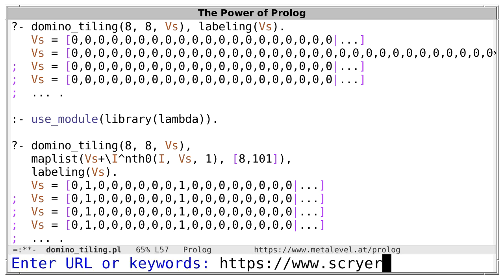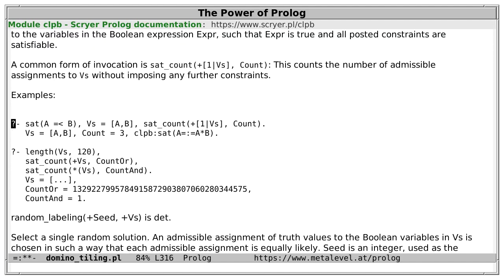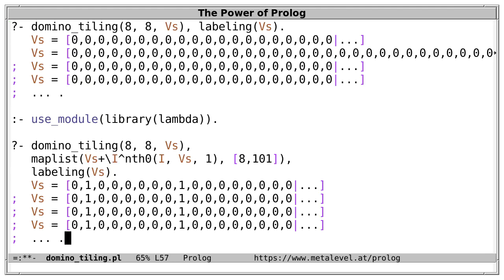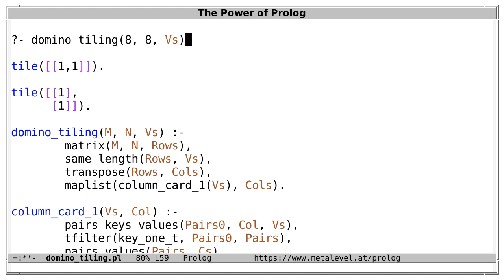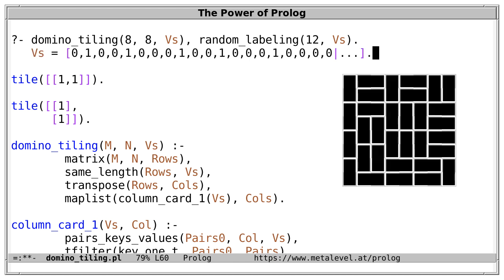Let's take a look at the documentation of library CLPB in Scryer Prolog. Another interesting thing we can do with this library is to select a solution in such a way that each admissible assignment is equally likely. We need to specify a seed so that it's a relation and does not itself behave randomly. For example, in our case of domino tilings, if we simply use random labeling instead of labeling, then it again takes a while and we get from all admissible assignments a uniformly distributed random one.